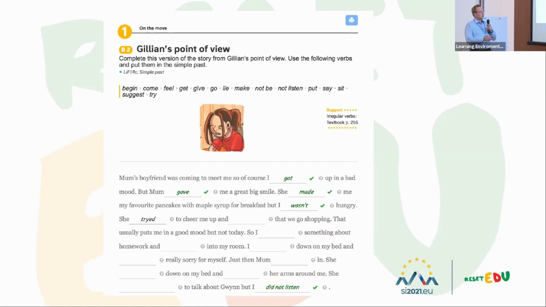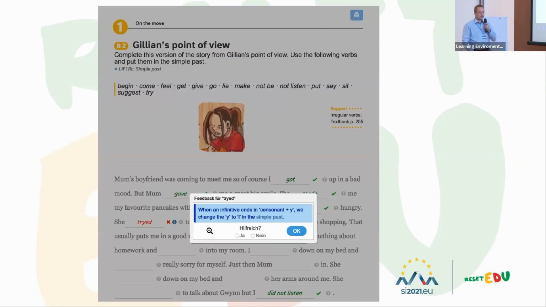Now, if you put in something like here, try it, and you hit enter, then we can see on the next slide that the system detects that there's a problem in saying that if an infinitive ends in consonant plus y, you change the y to i in the simple past. So the student then can correct this in the next step. Note that the system does not give the target answer, but the student is given a hint on how to correct the answer to arrive at the correct solution.